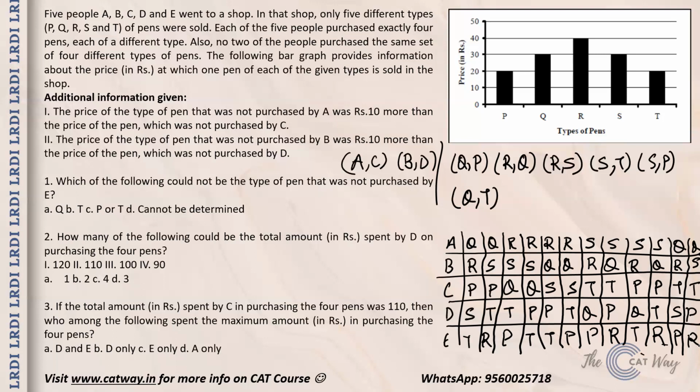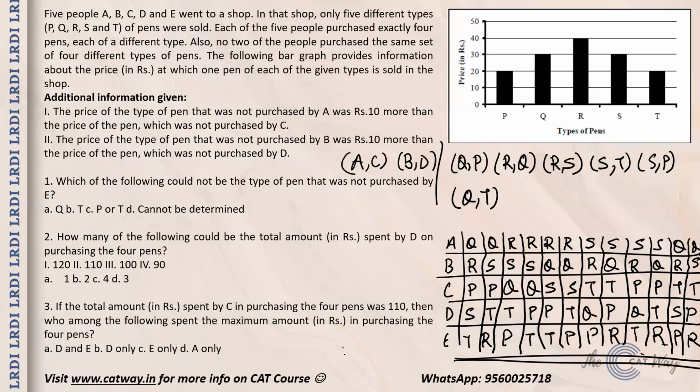Now the question is, which of the following could not be the type of pen that was not purchased by E? The types of pen that were not purchased by E are only these. If the question had been which could be the type of pen that was not purchased, then among these would be the answer. But the question is which could not be the type of pen. So among the options given, which of the following couldn't be the type of pen that E did not buy?